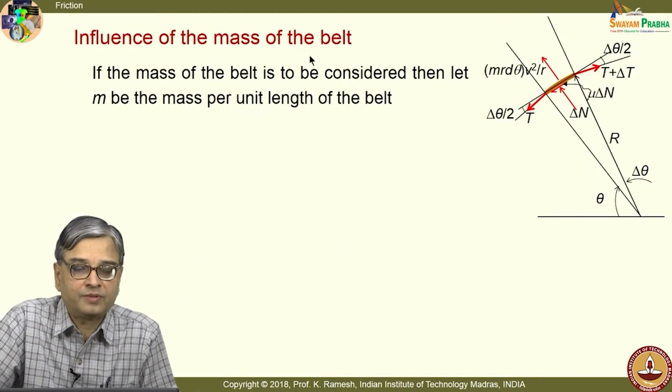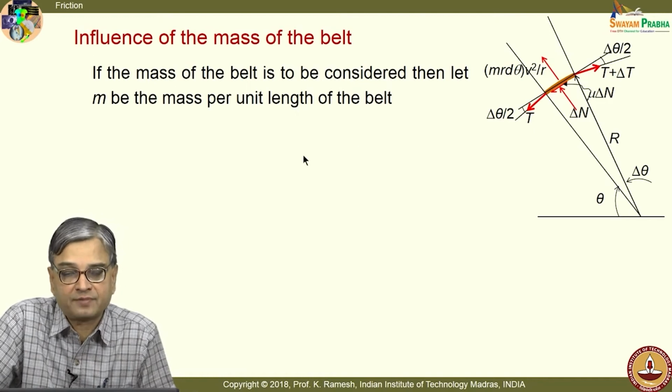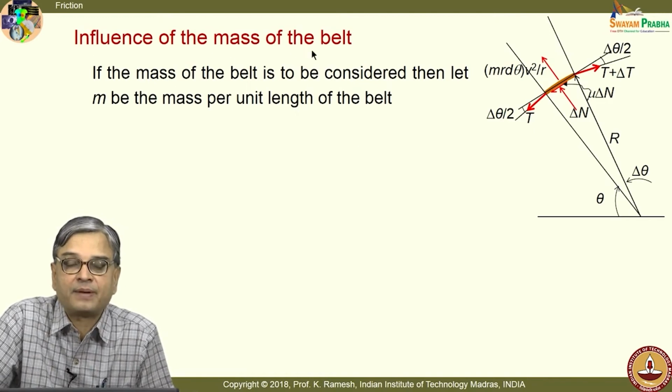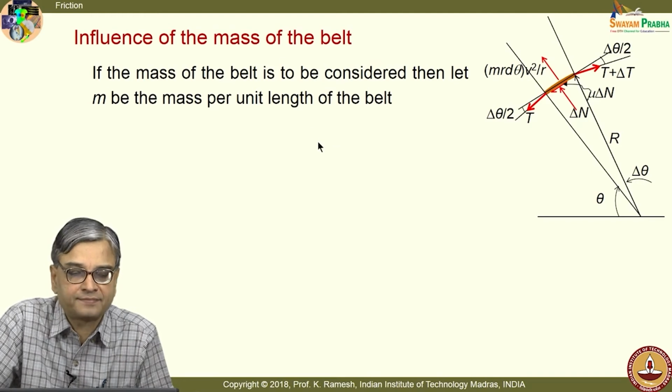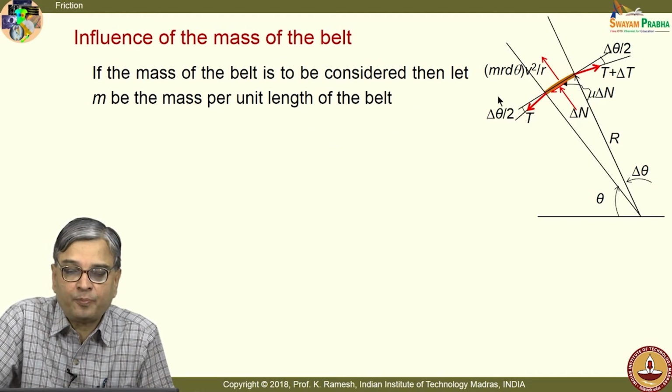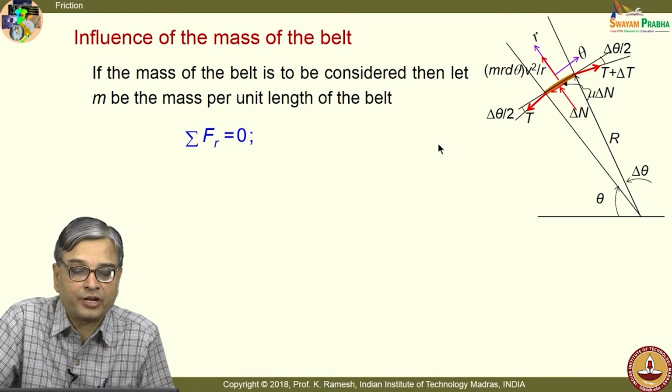Suppose I want to improve my analysis of the belt drive, and bring in the mass of the belt. How do I bring it in? Then I will have to put the centrifugal force because of its rotation, that is the body force, and you have the standard expression. I have taken m as mass per unit length. So, mass of this segment becomes m into r d theta. So, m v squared by r is your centrifugal force, and you put it here. Your final expressions change slightly.